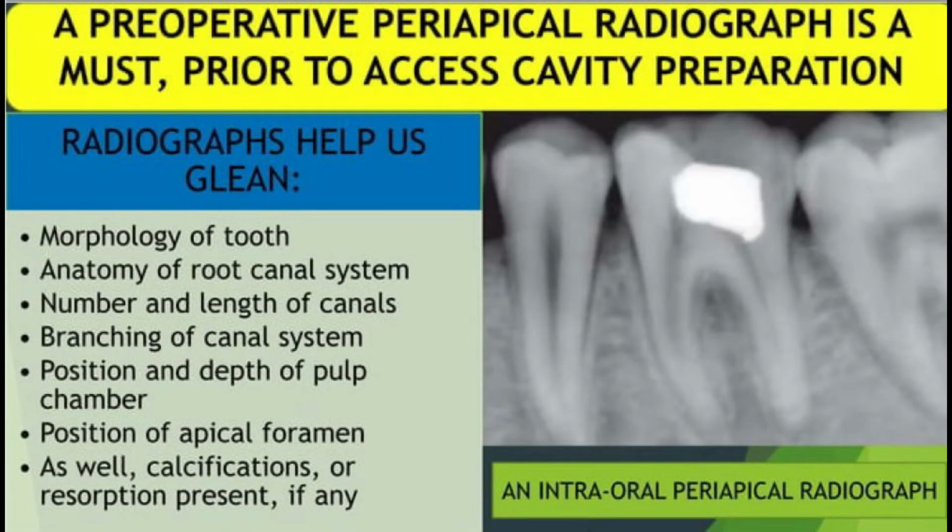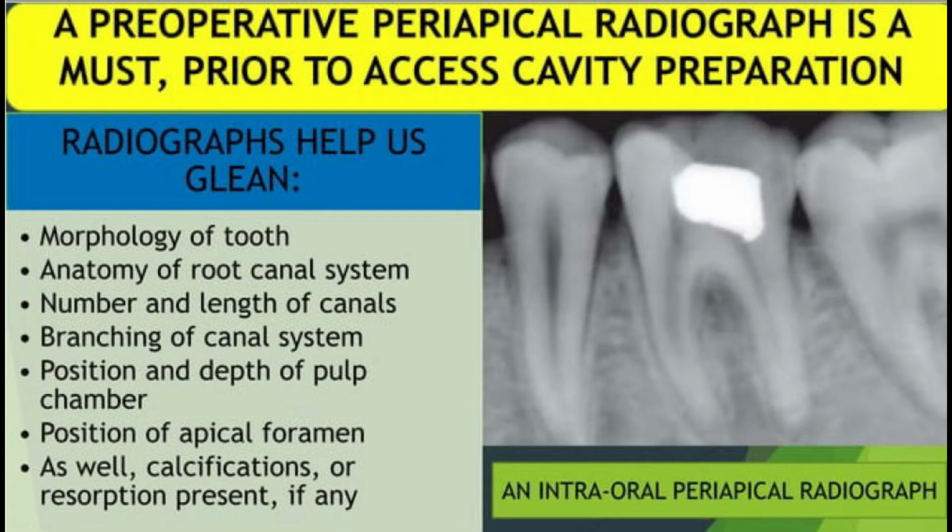A preoperative periapical radiograph is a must prior to the access cavity preparation. Why is the radiograph important? It will tell us about the morphology of the tooth, anatomy of the root canal system, number and length of canals, branching of the canal system, position and depth of the pulp chamber. Also, we can locate the position of the apical foramen as well as calcification or any resorption that is present.